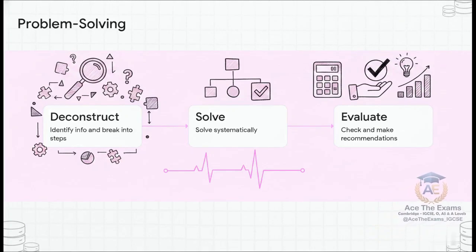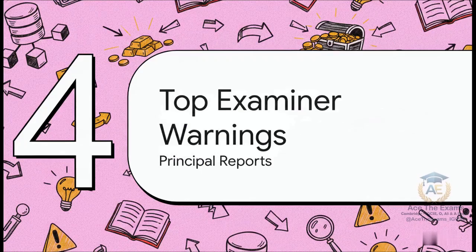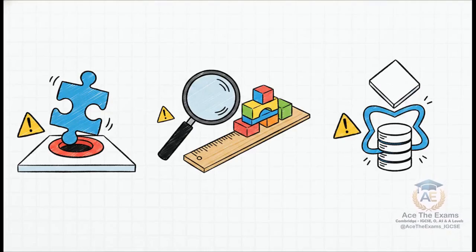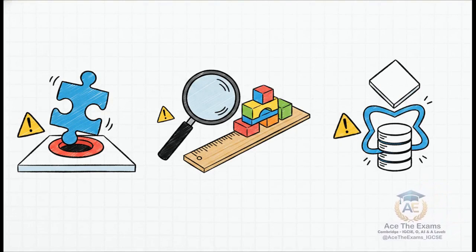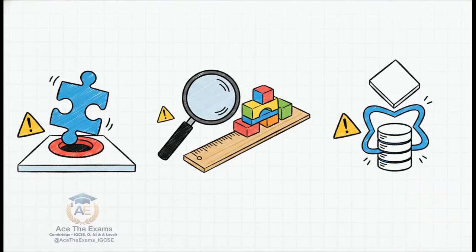Section 4. Top examiner warnings from the principal reports. Honestly, guys, these principal examiner reports are absolute gold mines. It's where the exact people grading your papers vent about the mistakes students make year after year. Let's look at the top 3 traps you have to avoid.